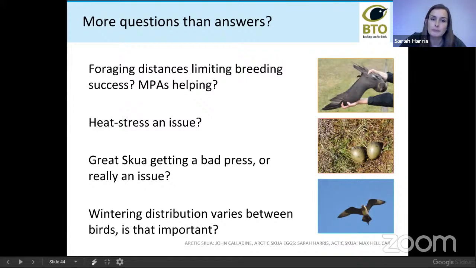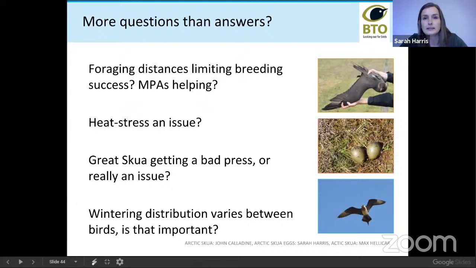But also, are we missing the impact of great skua, because their biggest impact on Fair Isle anyway is after the birds have fledged their chicks, and that's kind of when the nest monitoring ends. So are we missing some of the impact the great skuas have on Arctic skuas? And we can see that wintering distribution varies between birds. It doesn't matter which colony they're coming from. They'll go to different places in the winter, but it looks like the same birds are going to the same place.